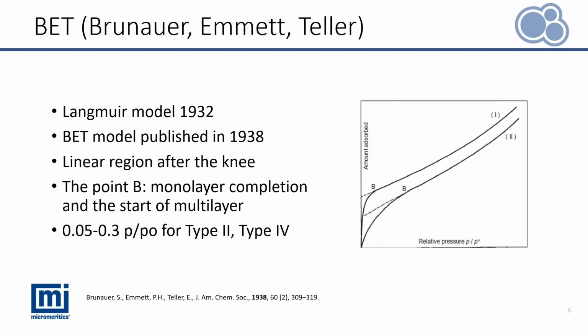In terms of the data reduction, we're looking for the linear region after the knee, which is designated as point B. Point B indicates where the monolayer is completed and multilayer adsorption begins. Typically, the BET model is well known to be applied in the relative pressure region of 0.05 to 0.3 on type 2 or type 4 isotherms, which are characteristic of non-porous, macroporous and mesoporous materials.